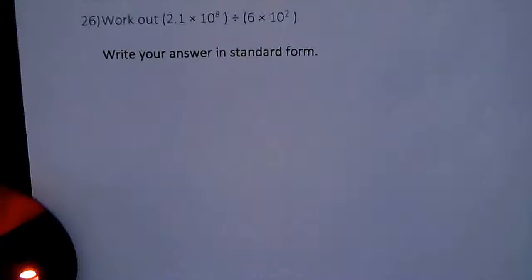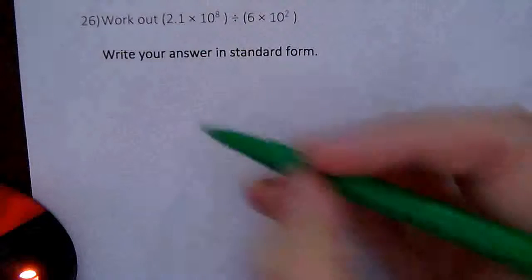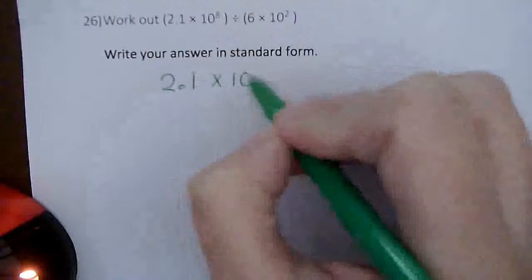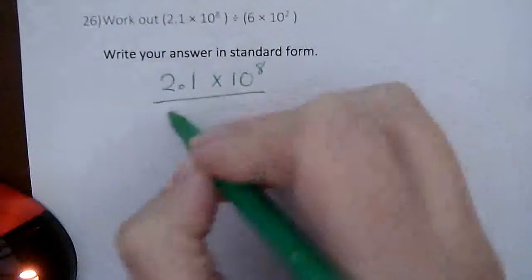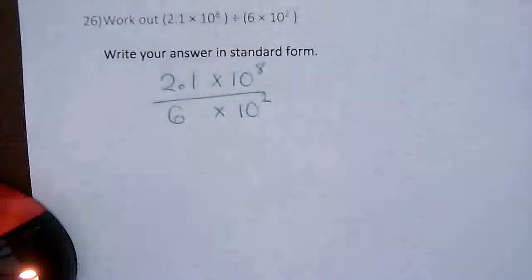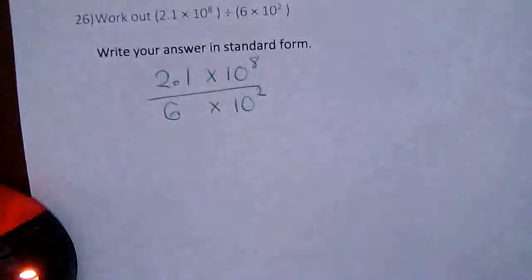Okay, so final question then. 2.1 times 10 to the power of 8 divided by 6 times 10 squared. So write it out as a division first of all: 2.1 times 10 to the power of 8 divided by 6 times 10 to the power of 2. And then you can deal with the numbers separately and then the indices.